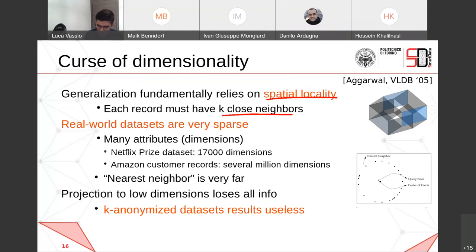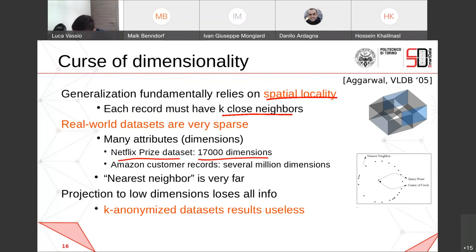So think about, for example, the Netflix Prize. It has 70,000 dimensions because it has 70,000 movies to see. And if I saw 100 movies, it's really hard to find people in the dataset that also saw more or less the same 100 movies. We should generalize, but it's really hard to generalize on so many dimensions because the space is so sparse that you have to put together people that really don't have anything to do with each other.